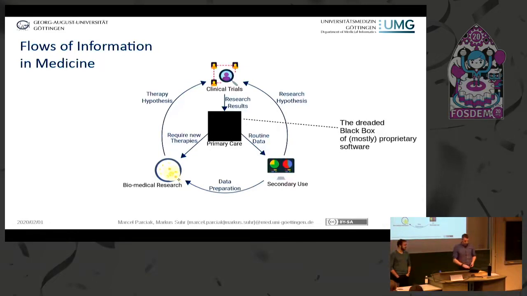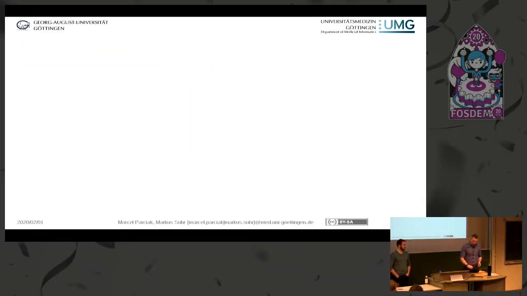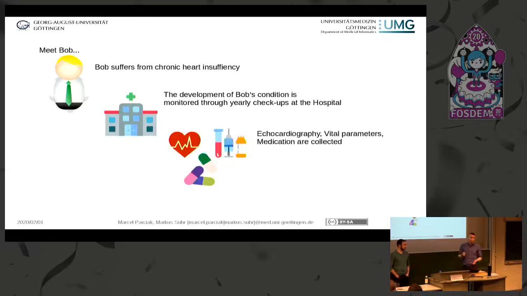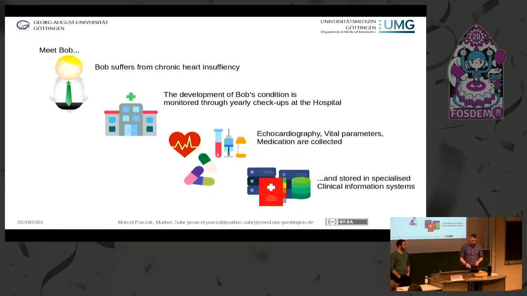So to take you through the software tools that we want to introduce, a short story. This is Bob. Bob suffers from chronic heart insufficiency. This means that Bob regularly has to visit the hospital and have his condition checked up. Every time he has to go in for a routine checkup, they document the medication he's on, they take blood samples, and also they make echocardiographic imaging. And all of this is stored in the clinical information systems.